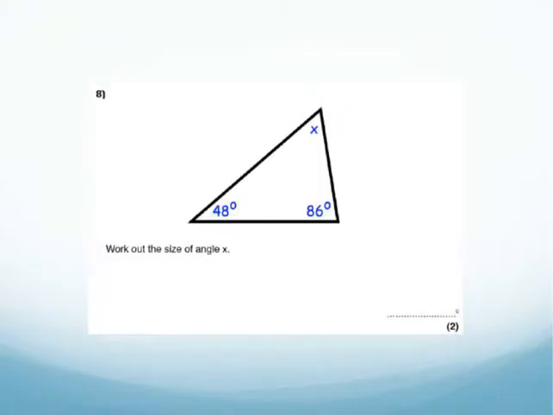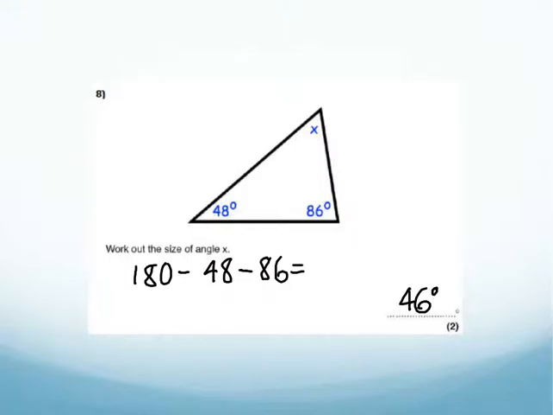Okay, so let's move on then. Work out the size of angle x. Well, here we have a triangle. We should know that the angles in a triangle add up to 180. So I'm going to subtract the angles that I know from 180. Again, you can add the two angles up that you know if you want, and then subtract it from 180. It doesn't matter, both will give you the same answer. They both should give you an answer of 46 degrees.